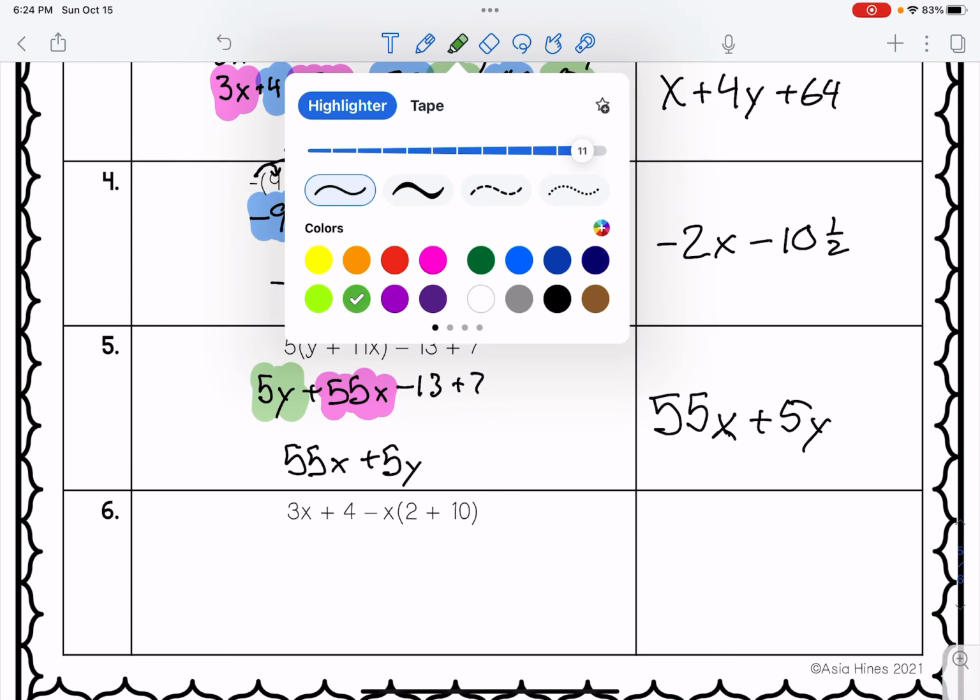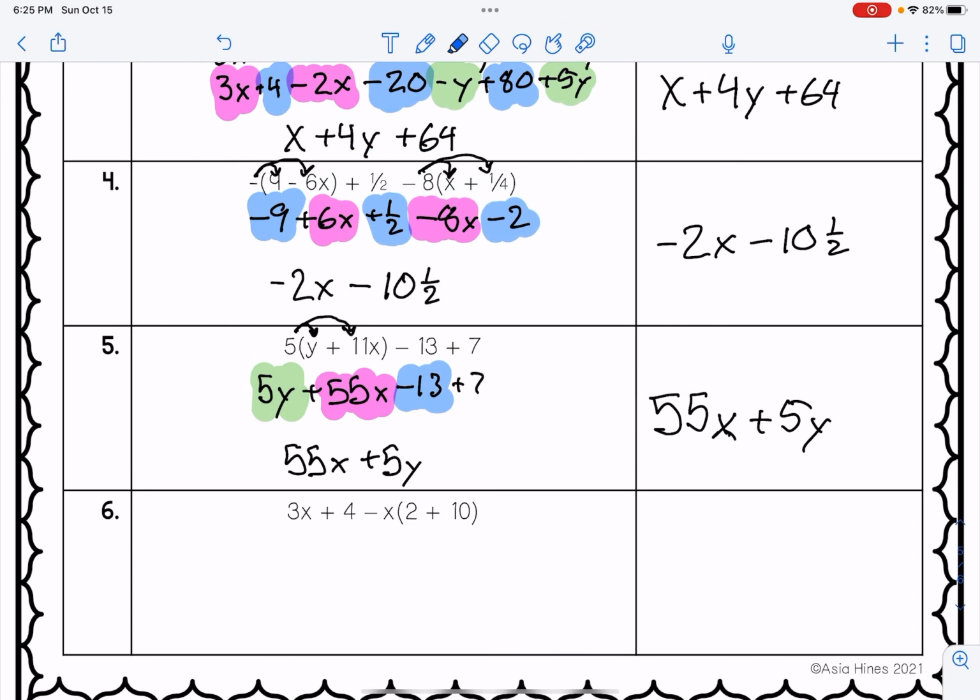And finishing this off here with my constant terms, we have a negative 13 and a plus 7. And negative 13 plus 7 is going to be minus 6. Bring that on over, and that is our simplified expression here. And finishing it off, number 6, distribute this negative x in here. So I'll leave these alone, 3x plus 4. Now negative x times 2 is a minus 2x. Negative x times 10 is a minus 10x.